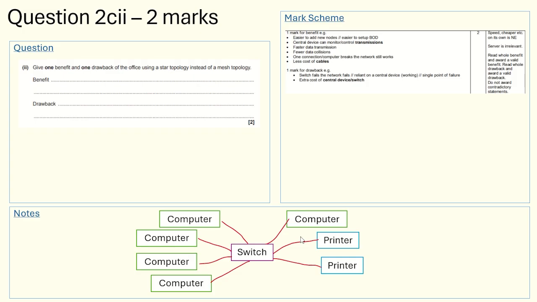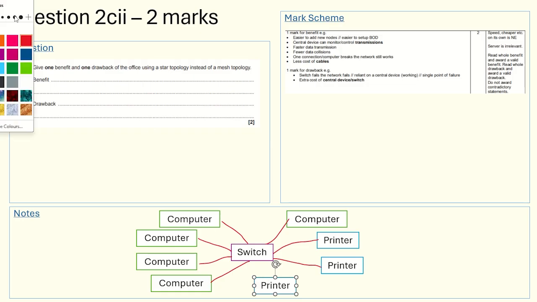So I've just copy and pasted the star topology picture that we used from the previous question, and we're trying to think of 1 benefit of this, and we've got some benefits up here in the mark scheme. So to add a new node would actually be quite straightforward. Let's say we wanted to add an additional printer here. We could just buy a new printer and a cable and connect that straight up, and it's really easy to add a new node.